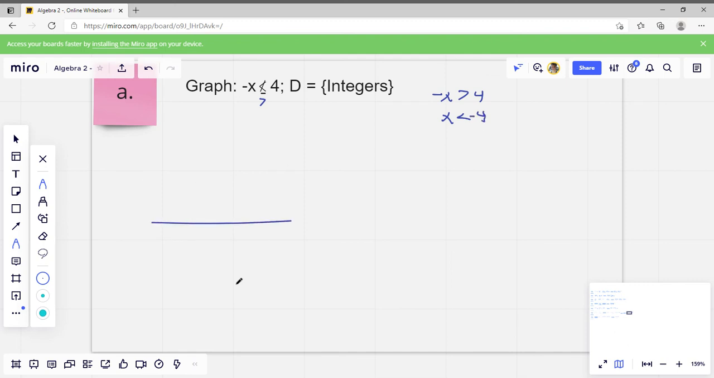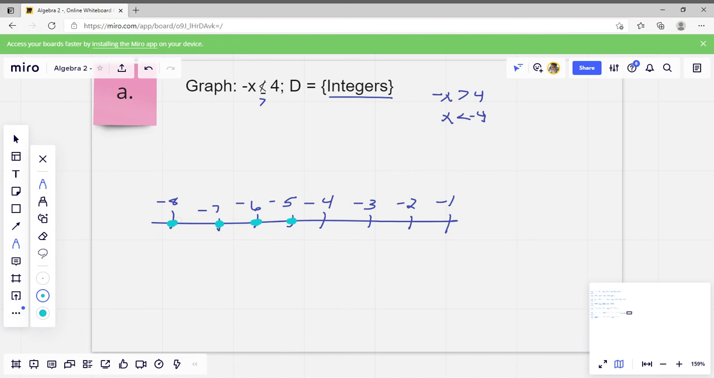Okay, now we draw our number line. This can only be integers, so that's going to be dots. And we need to start at like x is less than negative 4. So we're going to put negative 1 right there, negative 2, negative 3, negative 4, negative 5, negative 6, negative 7, negative 8. All right, here is our dots. X is everything that's less than negative 4. So that would be negative 5, negative 6, negative 7, negative 8.